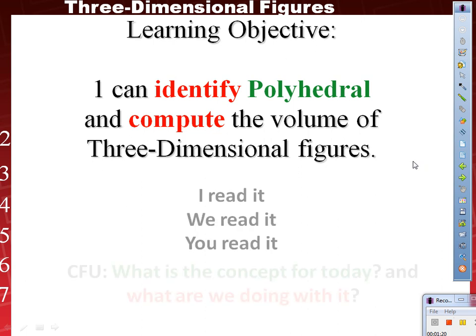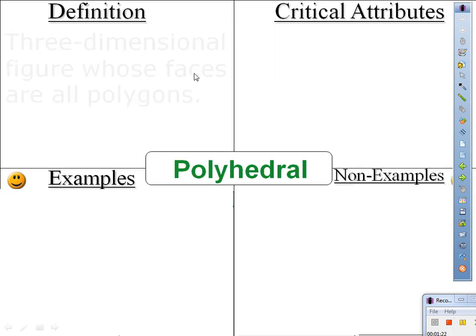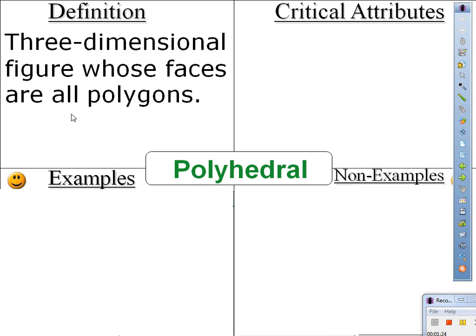Polyhedra. What are they? Polyhedra are 3-dimensional figures whose faces are all polygons.